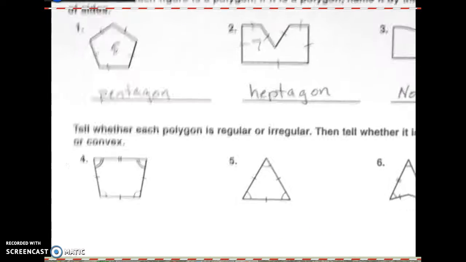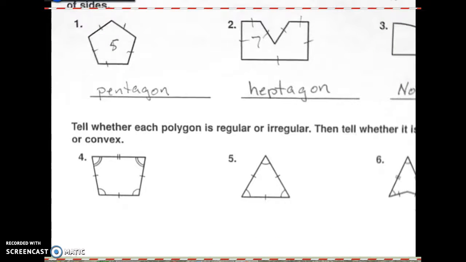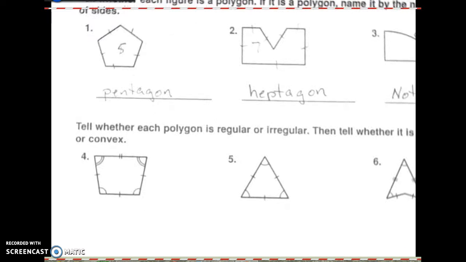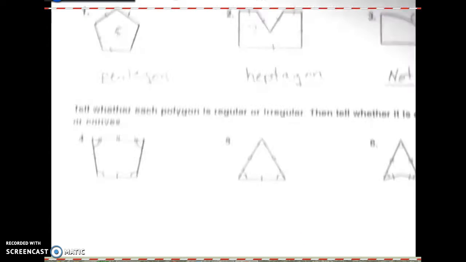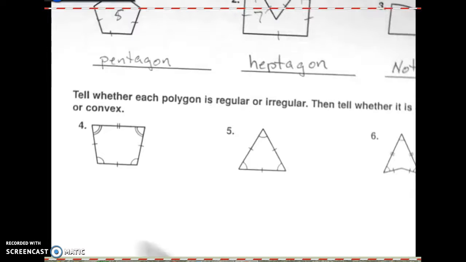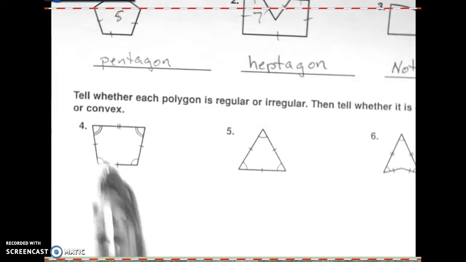On the last couple of questions on the side of the page, I want to determine whether the polygons are regular or irregular, and if they're concave or convex. They're all polygons. They're all made up of straight line segments. If I look at question number 4, I notice that I have 2 different side lengths involved.